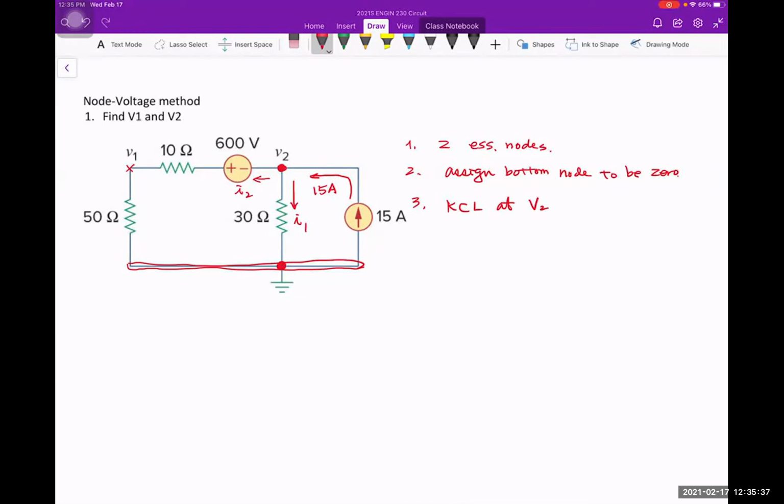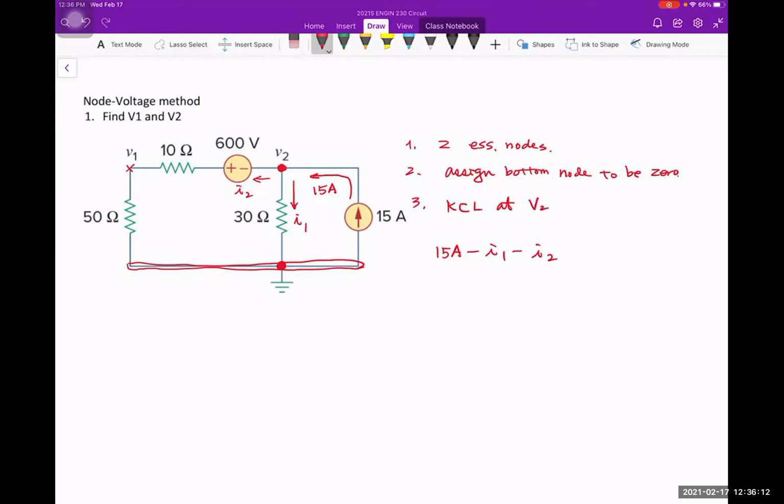All right, so after this, then you write a KCL equation. Now the KCL equation gives you current goes in equal to current goes out, or current goes in is positive, current goes out is negative. So if I do that, then I have a 15 amp, which is positive, that goes in, minus I1, minus I2. All right. How can I solve this?